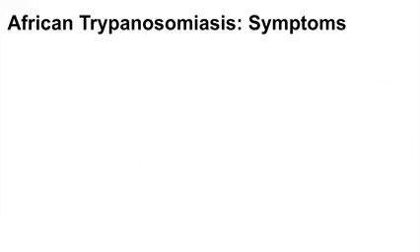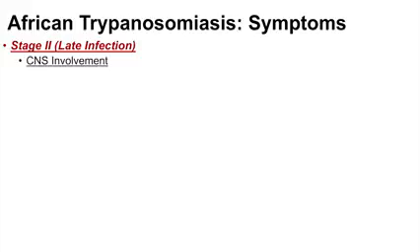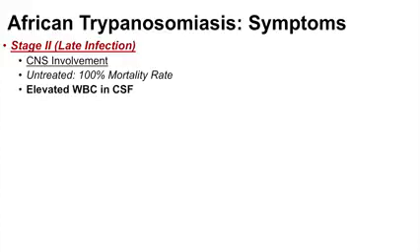So now that we know what happens in the early stages of African trypanosomiasis infection, what happens in the later stages? Well, in stage 2, or the late infection of African trypanosomiasis, this is considered stage 2 or late infection once the central nervous system is involved. And once the central nervous system is involved, if left untreated, the mortality rate is 100%. The involvement of the CNS can be determined if there is an elevated white blood cell count within the cerebrospinal fluid, and it usually is about at least 5 white blood cells per microliter.